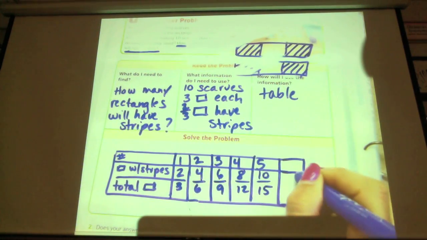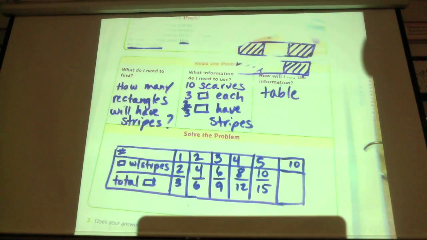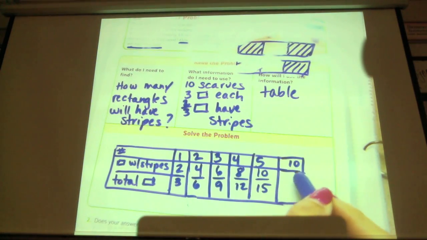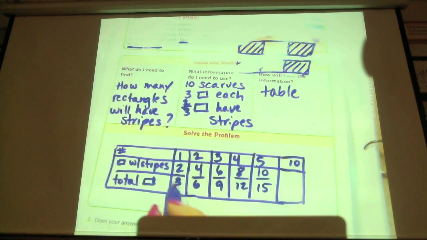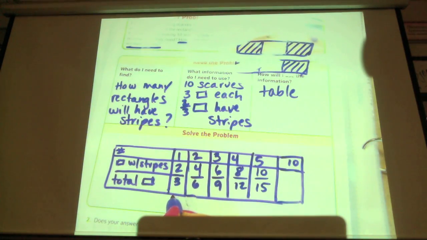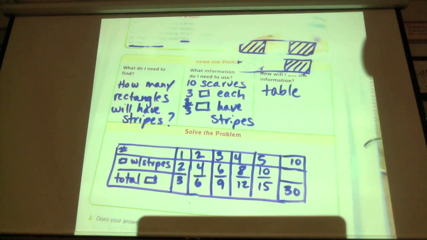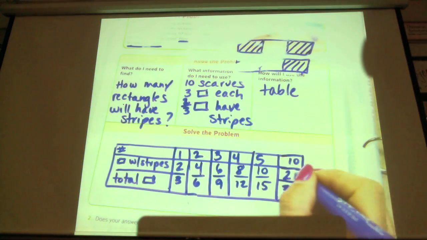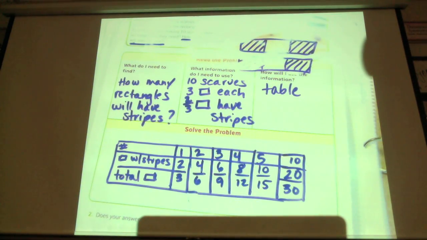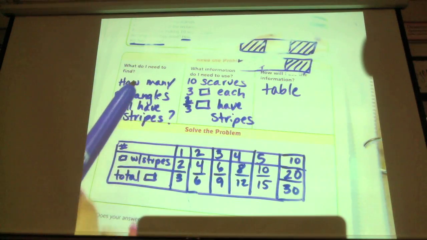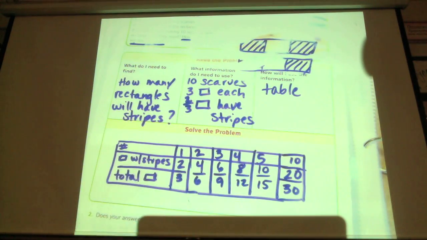Now that we've kind of figured out a pattern, we know what to do. It's my 10th scarf. 10 times the original denominator is 30. 10 times the original numerator is 20. Can I find out now, back to my question, how many rectangles will have stripes?